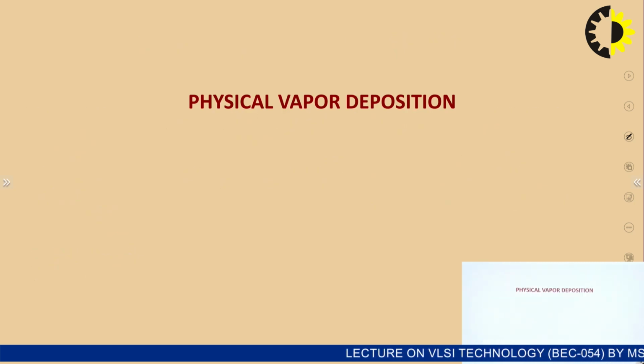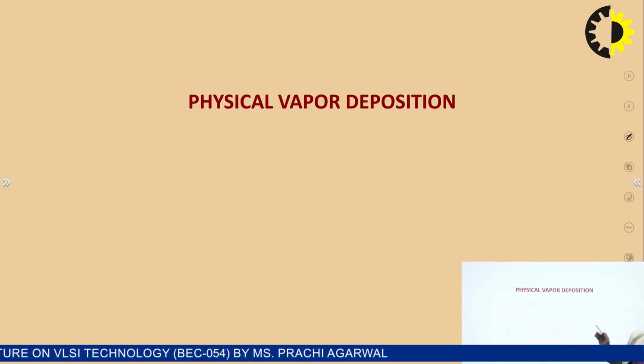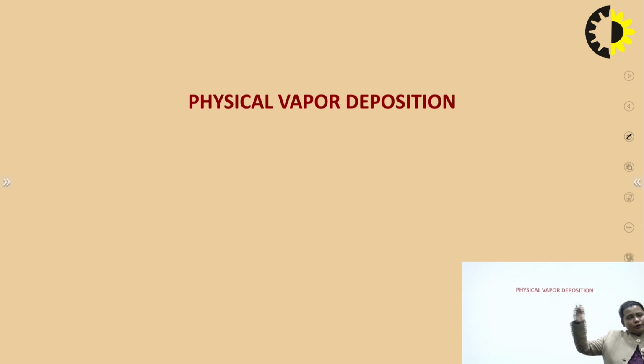Now another method is physical vapor deposition. As I have told, deposition is done by two methods: chemical vapor deposition and physical vapor deposition. In chemical vapor deposition, we have seen that we are using certain chemicals to create the vapor and get a deposit on the wafer, right? But in physical vapor deposition, here also we are creating a layer on the substrate, on the wafer, but the deposition is done using physical methods. So there is no chemical we are using here.